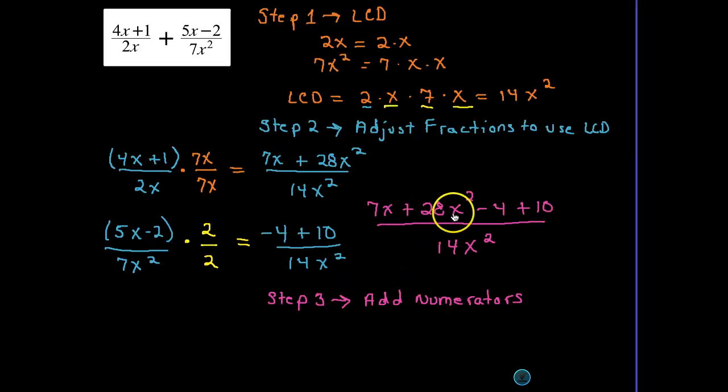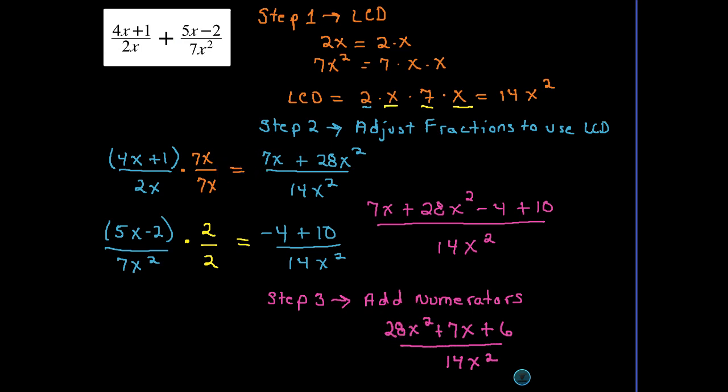This is really just adding like terms. We have a 28x squared. That can't be combined with anything, so we can write that by itself. Then we have a 7x, which cannot be combined with anything. But then we have a minus 4 and a plus 10. That gets us 6 all over 14x squared. And now we have successfully added together our two rational expressions and combined them into one.